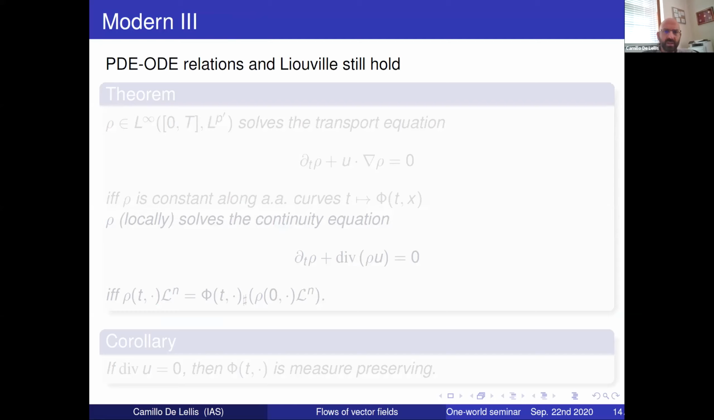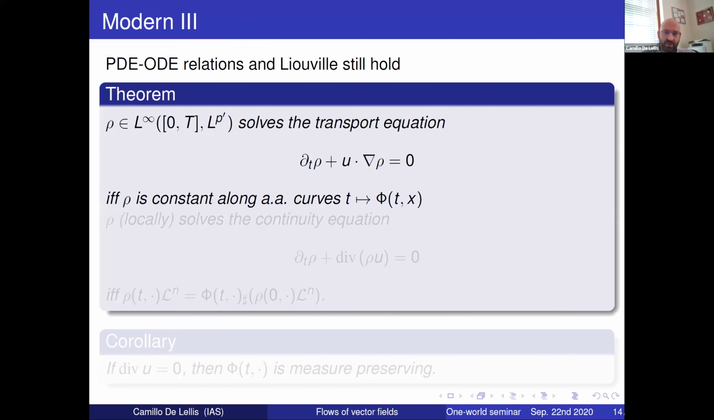Okay, so let me now go to the PDE-ODE relations that we just explored. So if you have a reasonable flow, what actually will happen is that distributional solutions of your transport equation, so even very irregular solutions of the transport equation, will be constant along almost every curve of the flow. Okay, so this is under the DiPerna-Lions and Ambrosio assumptions.